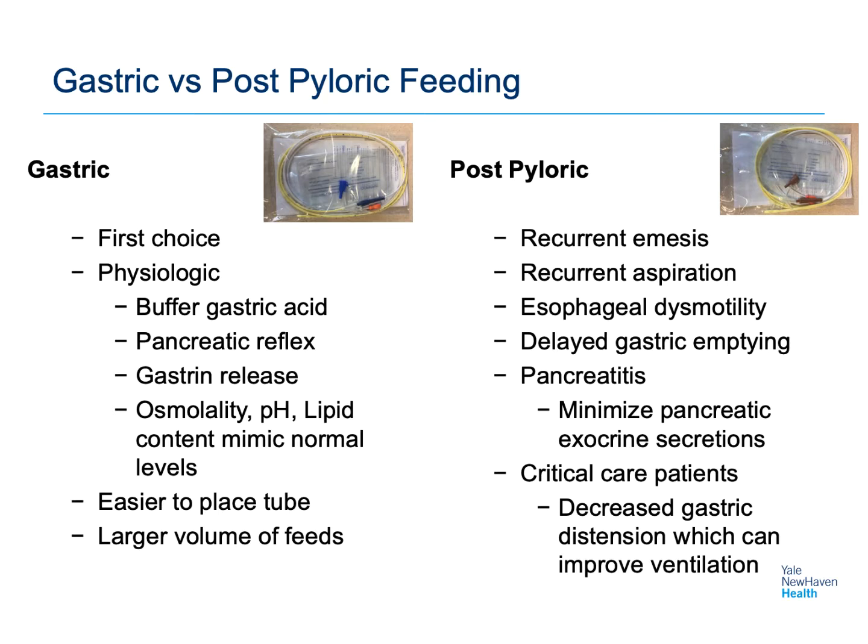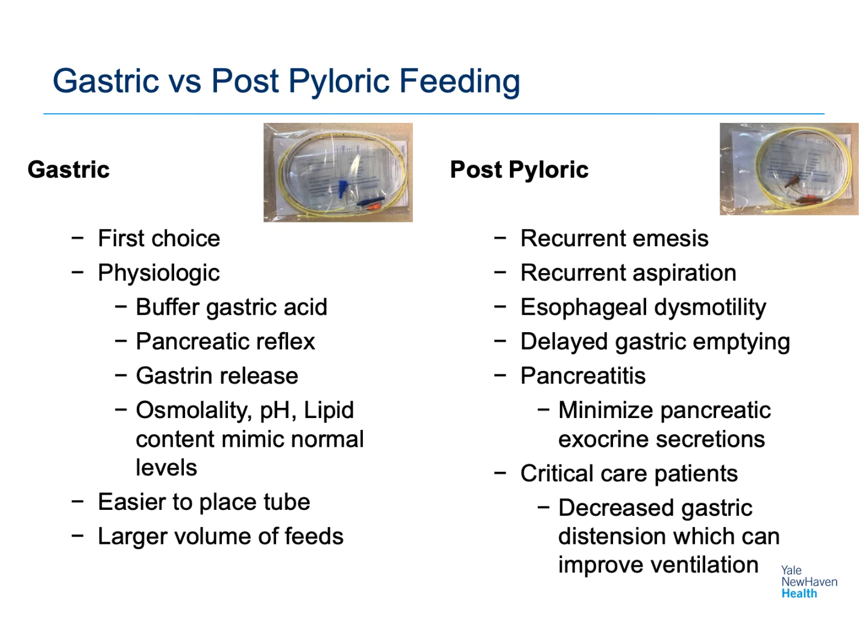These tubes are relatively easy to place, and because the stomach can distend better than a portion of the small bowel, we can often give larger volume feeds to patients. So most patients are going to be a candidate for a nasogastric Cortrak tube at the beginning.